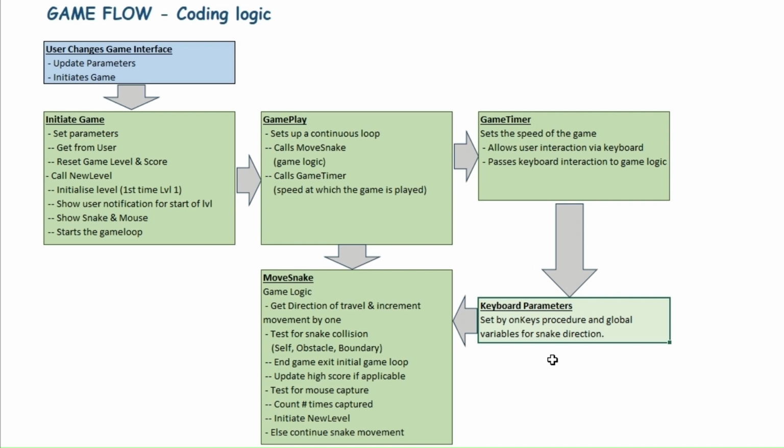So in this case, what happens is the user changes the user parameters if they desire to. We initiate the game by resetting the levels to 1 and score to 0. We start the game, and then the game loop starts. And the game loop is a continuous loop until we tell it that the game is over. And we only know if the game's over through the game logic in Move Snake. Now, Move Snake needs to know in which direction to travel, and that's done through the game timer. And the game timer uses the interaction with the keyboard to pass on the onKey procedure to the game logic.